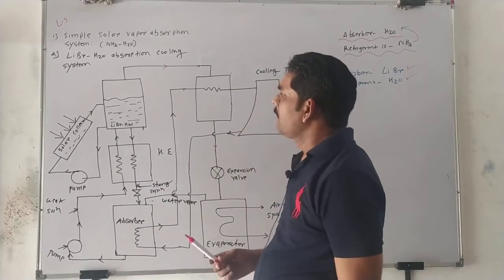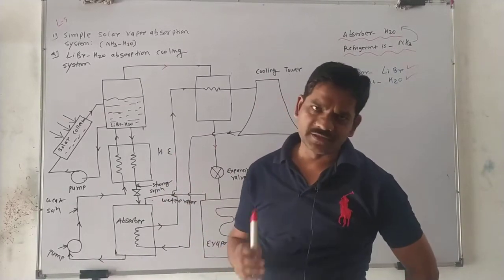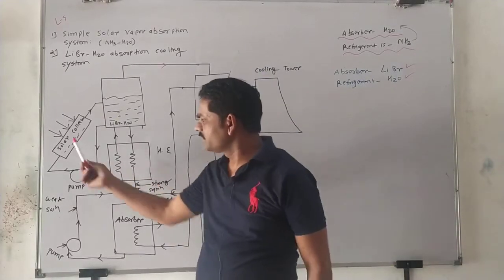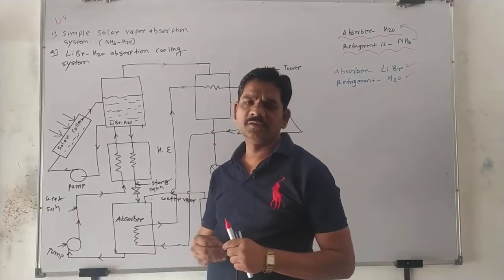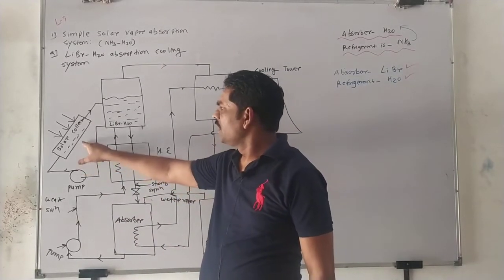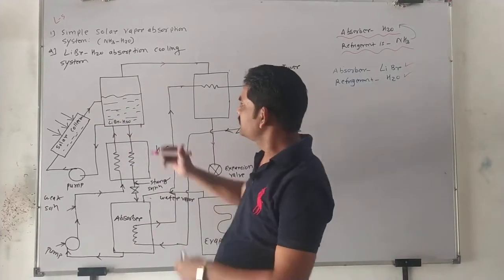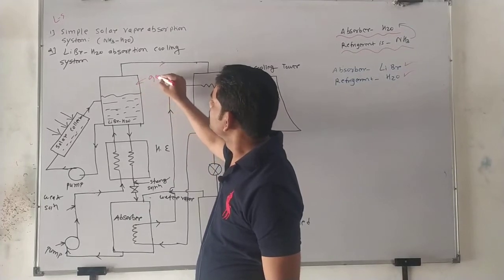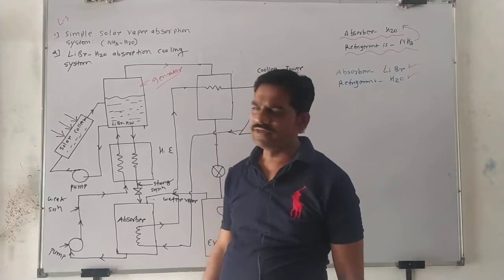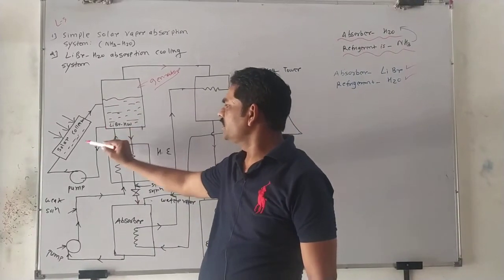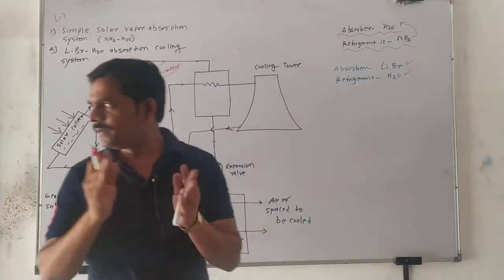Look at here, the same components we learned in the previous cycle will be here. This is the solar collector, this is the pump. The solar collector heats the water, and after heating, this heat is supplied to the generator. This is called the generator. The generator heats the liquid, so the mixture is heated from the solar collector. This generator heats the complete mixture.